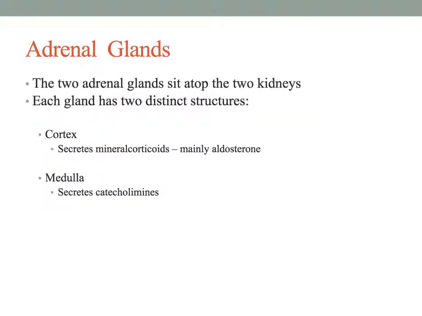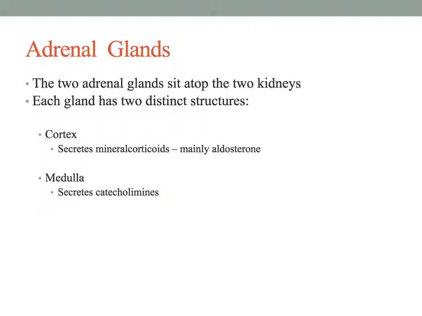Just a review of the adrenal glands. The adrenal glands are two glands that sit atop the kidneys. Each gland contains two distinct structures, the adrenal cortex and the adrenal medulla. The functions are separate. The adrenal medulla is the inner portion and produces catecholamines. Because catecholamines play an important role in the autonomic nervous system, the adrenal medulla is considered a neuroendocrine structure, so it works along with the nervous system.